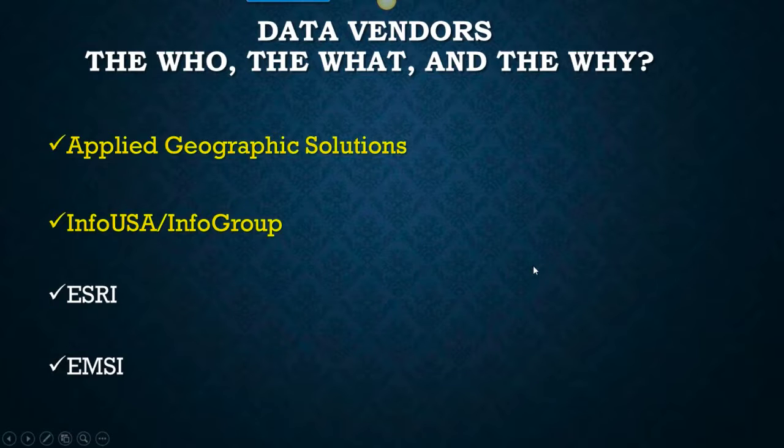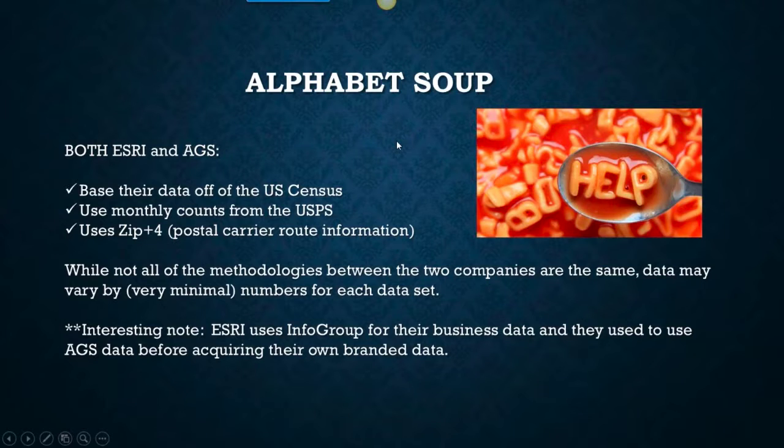So alphabet soup, we understand there's a lot of acronyms floating around. Just to clarify a little bit on both ESRI and AGS, both of their data is off of the US Census. They use monthly counts from the United States Postal Service. They also use that ZIP+4 postal carrier route information to make sure the information and the counts are as accurate as possible. So while not all methodologies between the two are the same, data may vary, again, very minimally for both. And then I mentioned ESRI using Infogroup as their business data.